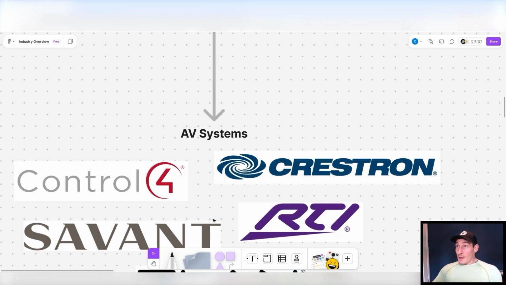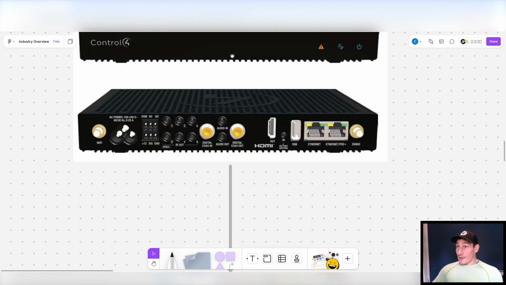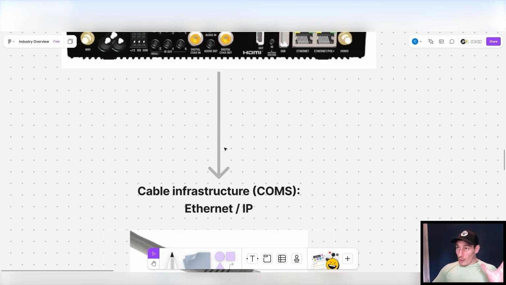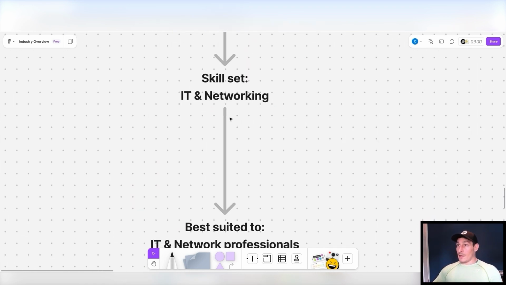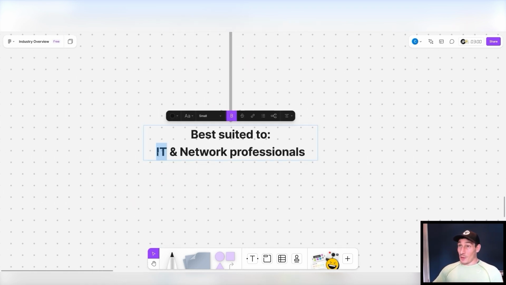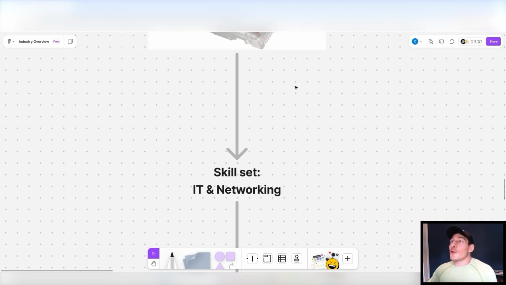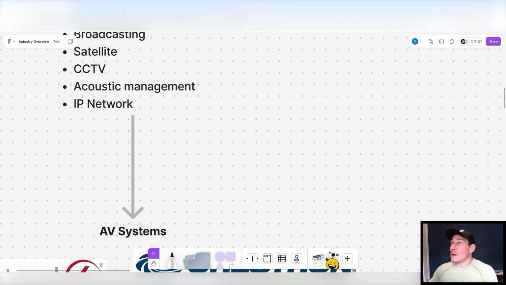Okay, so hopefully that gives you an understanding of the AV, audio visual side of controls and automation. And as I said, what you see is the people that do well and are successful on this side of things are IT and network professionals, because they've already got that foundation in IP networking under their belts. Now let's move back up to the top.